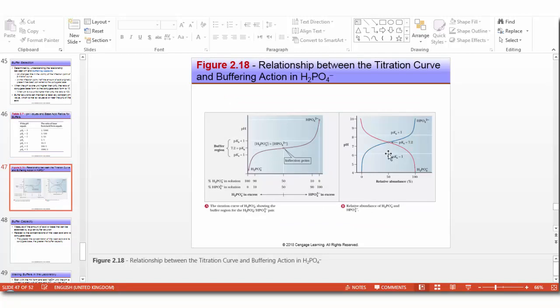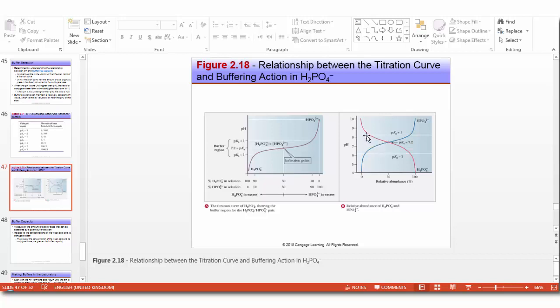Now this curve shows us the relative abundance of the acid and the conjugate base, and it explains this actually. At the beginning we have 0 conjugate base, and we have here 100% acid.